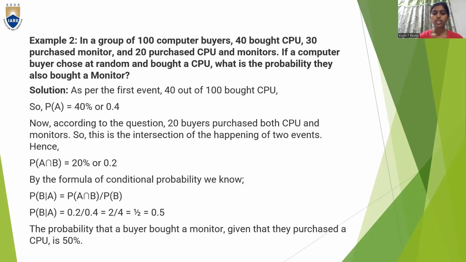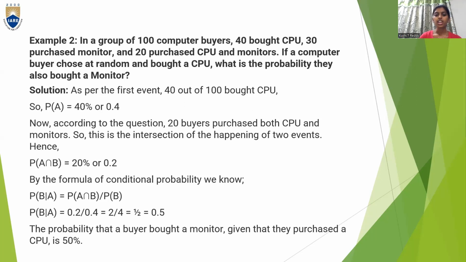Now according to the question, 20 buyers purchased both CPU and monitor. So this is the intersection of the happening of two events. Hence, P of A intersection B is 20%. So 20% is 20 by 100, that is 0.2.